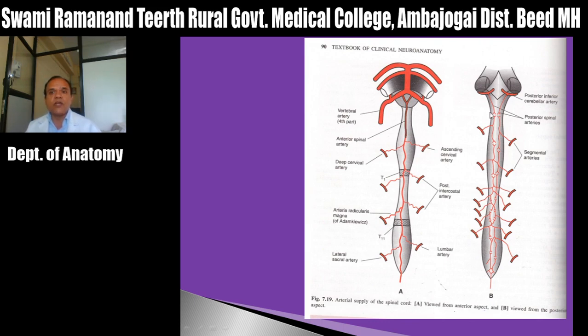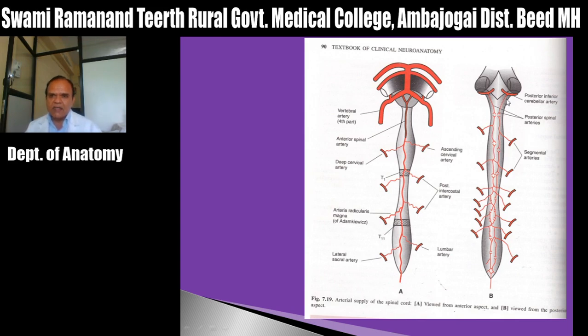When you see the posterior view, the posterior inferior cerebellar artery is a branch of the basilar artery. The basilar artery is formed when the two vertebral arteries join together. One of the branches of the basilar artery is the posterior inferior cerebellar artery. It gives a branch on both sides, but they are not uniting. Can you observe? They have anastomotic channels on both sides.